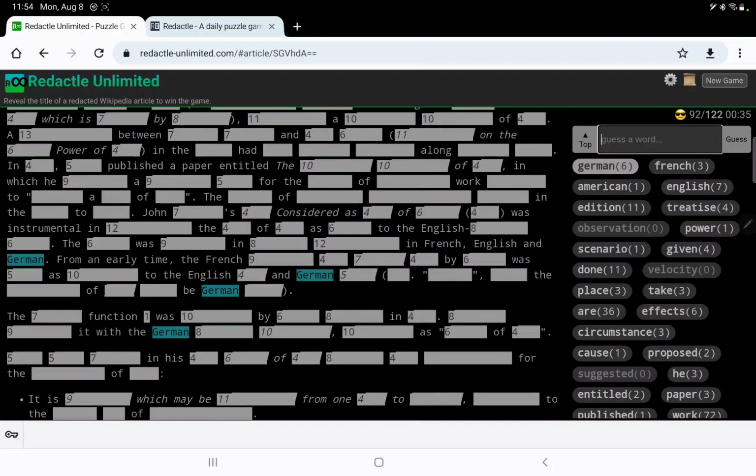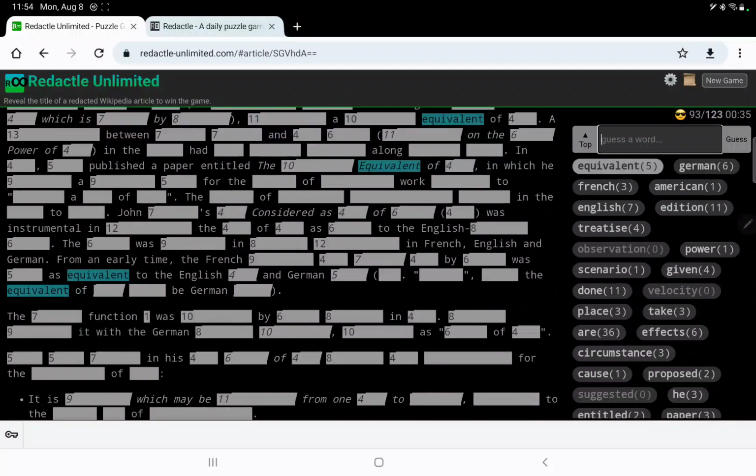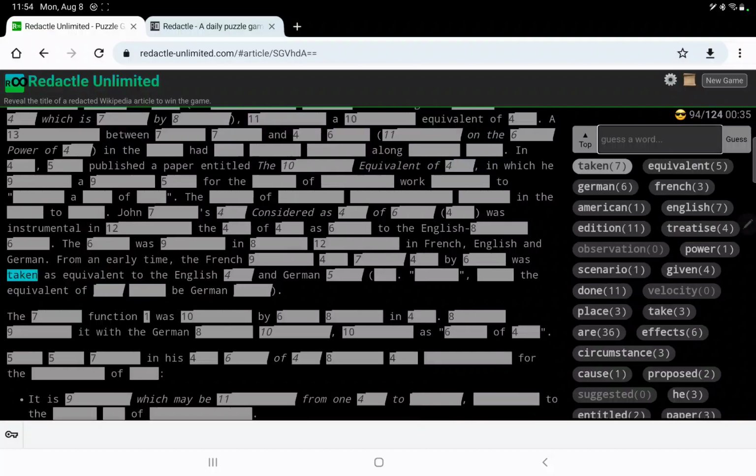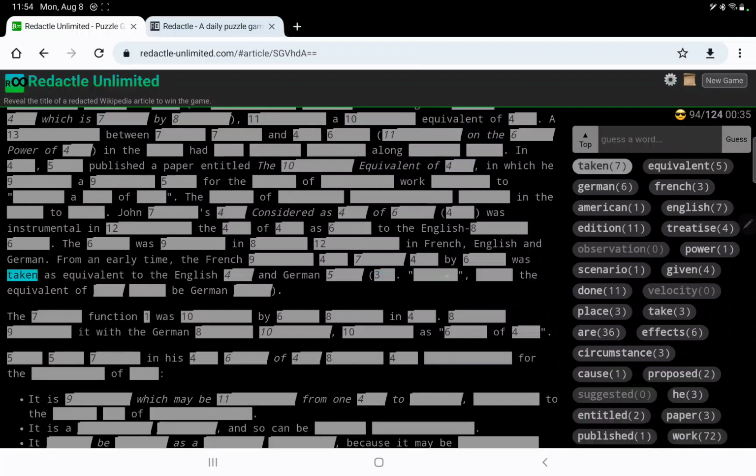This might be useful if I can work it out. It might help me work out the title. From an early time, the French 9, 4, and then 7 in italics. 4/6 was not known. We've done known. Was something as 10 to the English. Oh, it was equivalent. Yes. Was taken as equivalent. Yes, to the English something and the German 5.